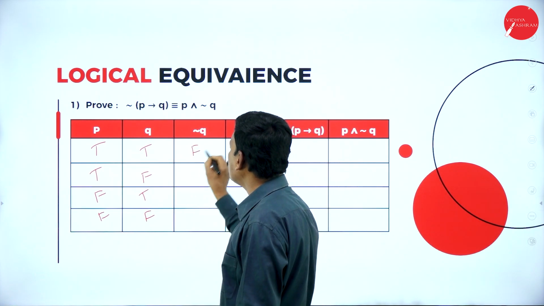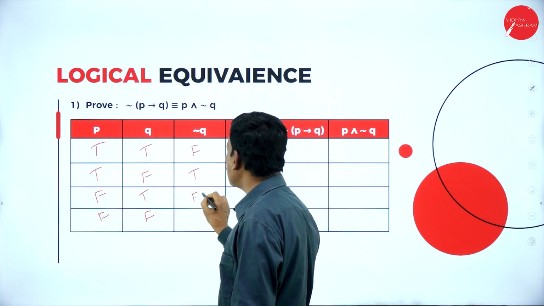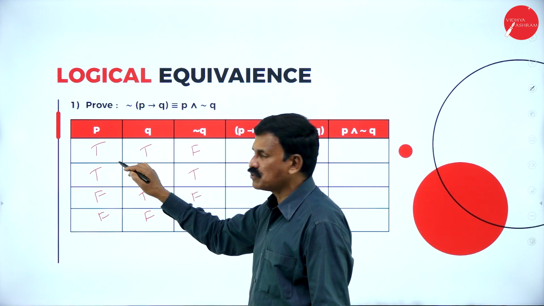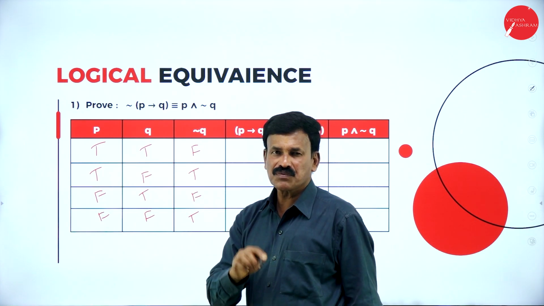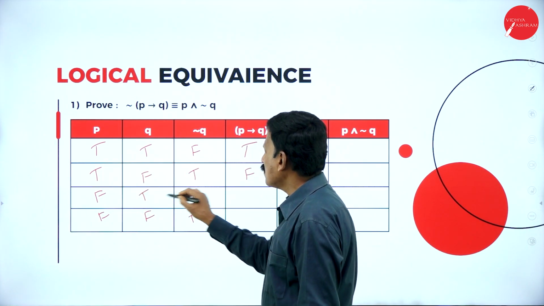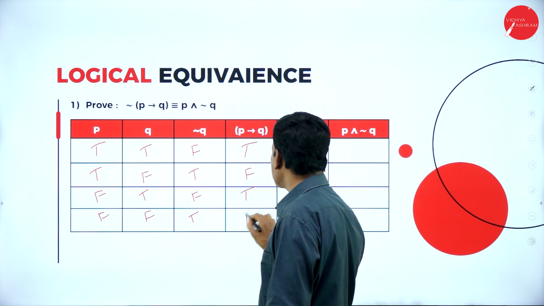For T it is F, for F it is T, for T it is F, for F it is T. Now, the conditional for P and Q. The conditional is false only when true leads to false; in all other cases it is true. True and true is true. True and false is false. False and true is also true. False and false is true.